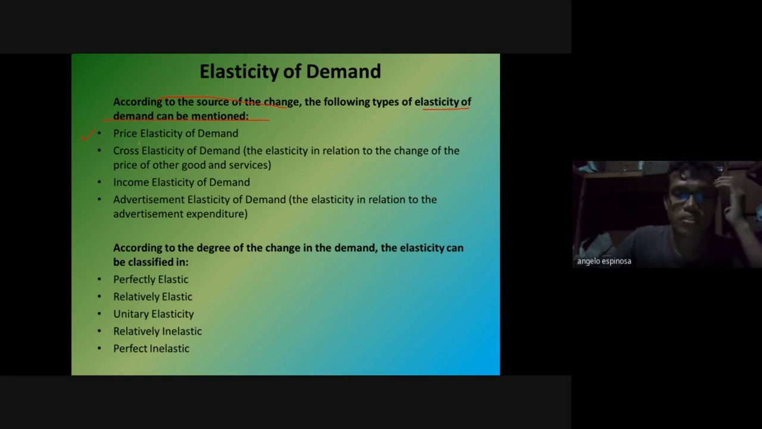Cross price, tawag yan. Okay, cross price elasticity of demand, which is the elasticity in relation to the change of the price of other goods and services. Income elasticity ay pag-uusapan natin.